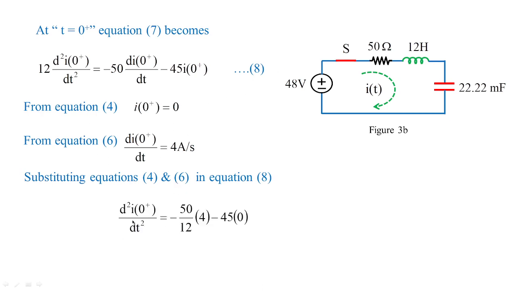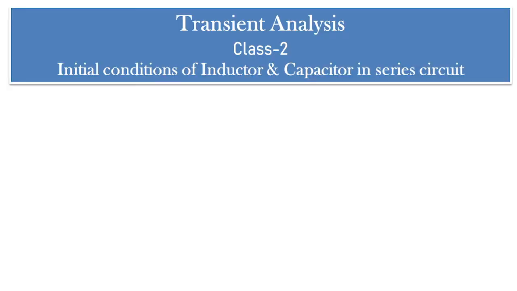You are going to get d square I of 0 plus by dt square equal to minus 50 by 12 multiplied by 4 amperes, minus 45 multiplied by equation 4, whose value is 0. This will give you the value as minus 16.66 amperes per second square. This is how we solve passive elements connected to DC under switching action. This particular class we are reading as class 2, and in the beginning of the class I told you that in class 3 we'll be seeing the initial conditions of inductor and capacitor in a parallel circuit, and in later classes the arrangement of series and parallel circuits under transient analysis.